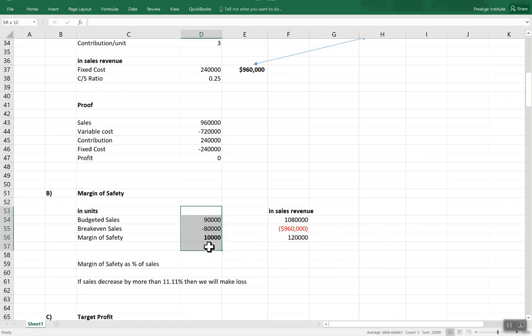Okay, remember these are two different things. One is margin of safety in units, another is margin of safety in sales revenue. Sometimes it is asked to find margin of safety as a percentage of sales. You just take the margin of safety divided by budgeted sales. So it becomes 11.1%. Same thing. So what it means is that if our sales decrease by more than 11.1%, then we will make a loss.